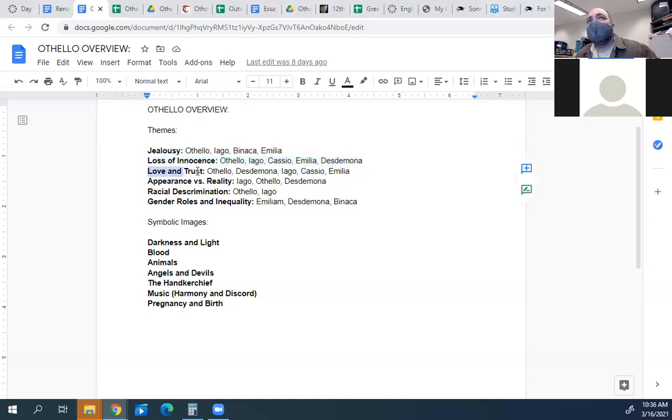And of course, all of these themes are tied together. Next, we have love and trust. Trust is an essential element of love. Can you have a loving relationship if you don't have trust?